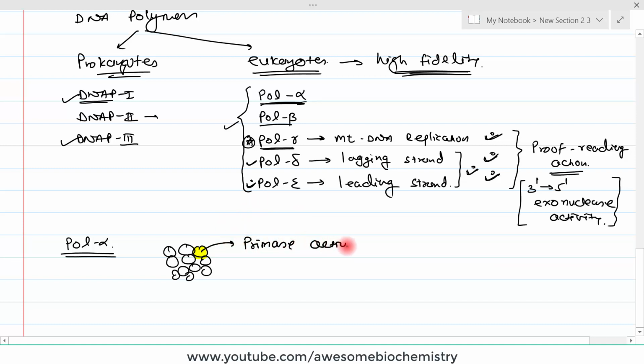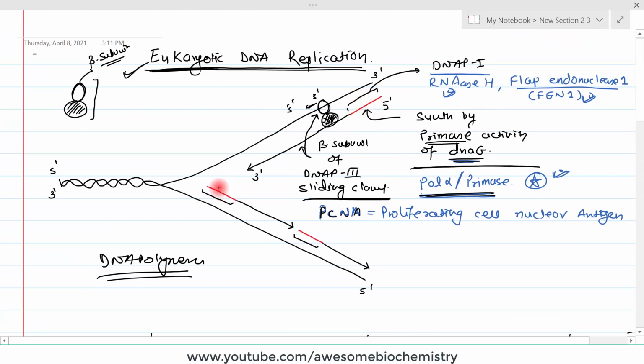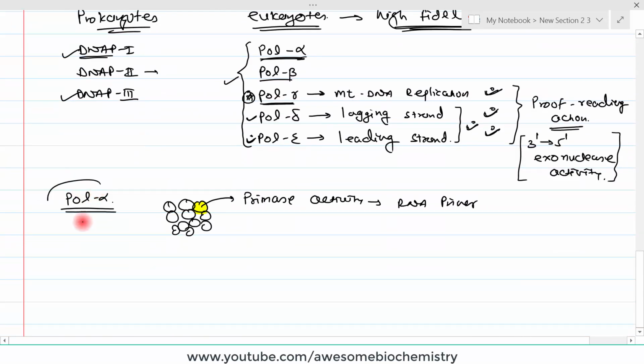Primase activity, so it makes up a RNA primer. As you can see in the diagram, this red part, in case of eukaryote, is synthesized by this primase activity subunit of Pol alpha. The remaining subunit has a DNA polymerase activity, so it can also synthesize DNA. So if you consider the complete assembly, known as polymerase alpha, it can synthesize RNA as well as DNA.